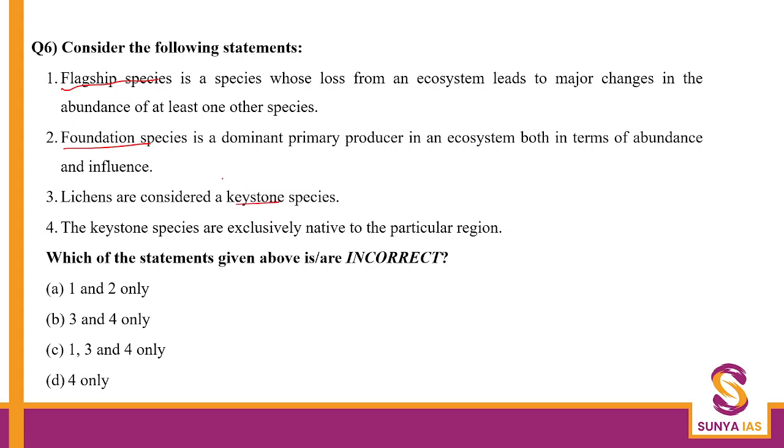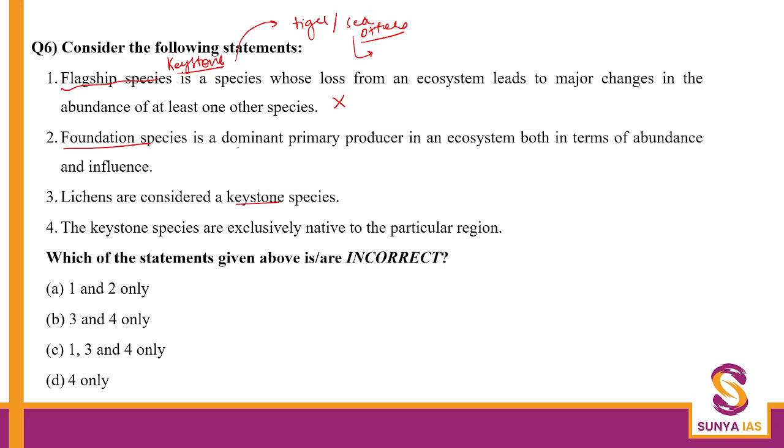Okay, so let us see. We'll start with statement one. A species whose loss from an ecosystem leads to major changes in the abundance of at least one other species. So this will not be flagship. This is actually keystone species. Keystone species are very important. They play a very important role. For example, tigers, sea otters, etc. So if you remove the keystone species, it has a disproportionate impact on the ecosystem. Okay, so statement one would be wrong.